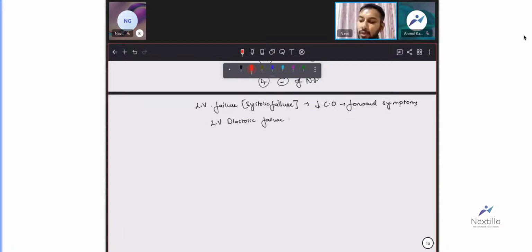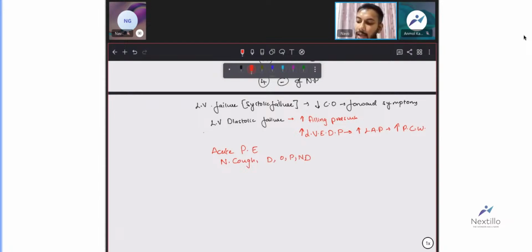If there is LV diastolic failure, it will increase the filling pressure. What is the meaning of filling pressure? It is LVEDP. LVEDP is equal to LAP, it is equal to PCWP. So if LVEDP is increased, it will cause an increase in LAP and increased PCWP. That is what is causing acute pulmonary edema, and it is causing nocturnal cough, dyspnea, orthopnea, paroxysmal nocturnal dyspnea.